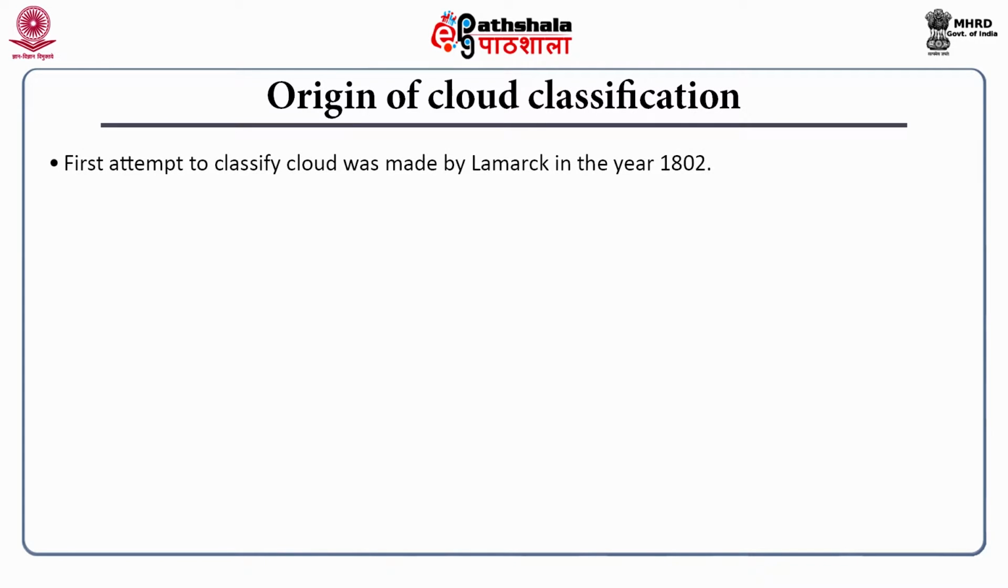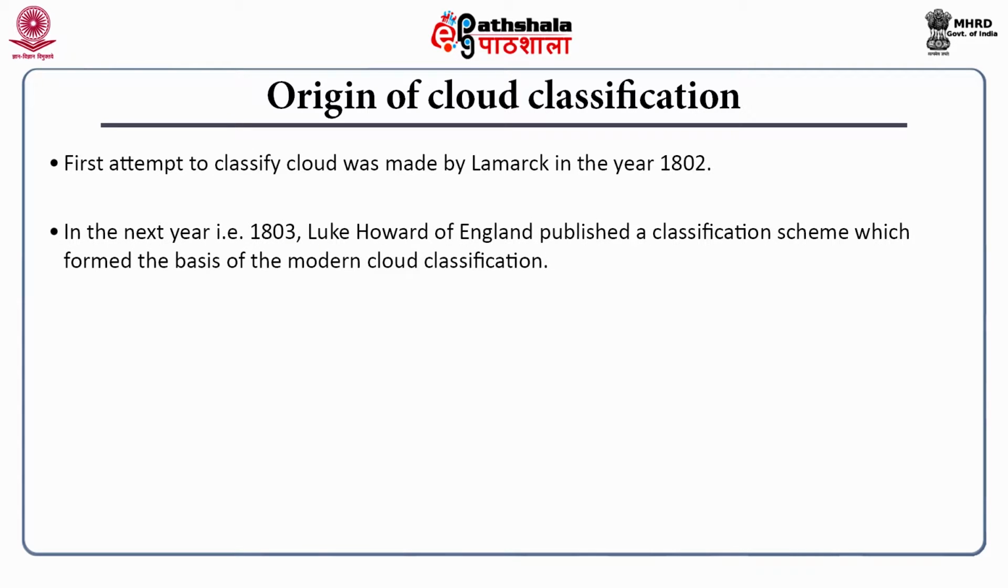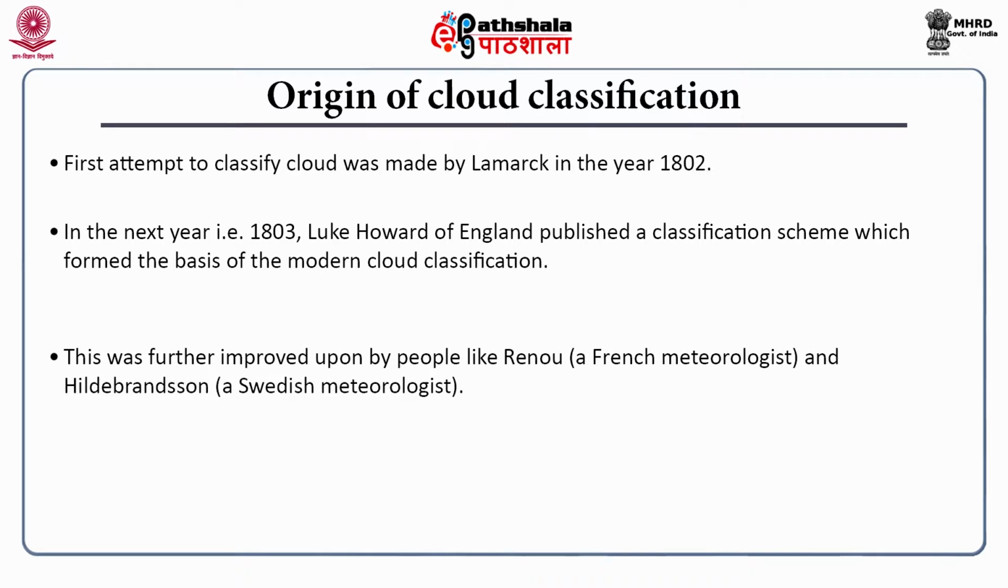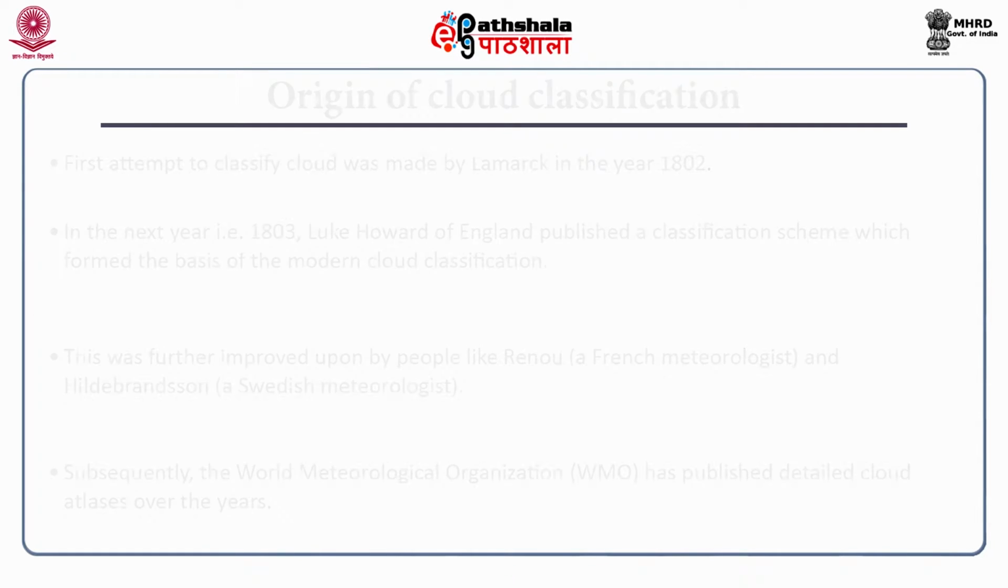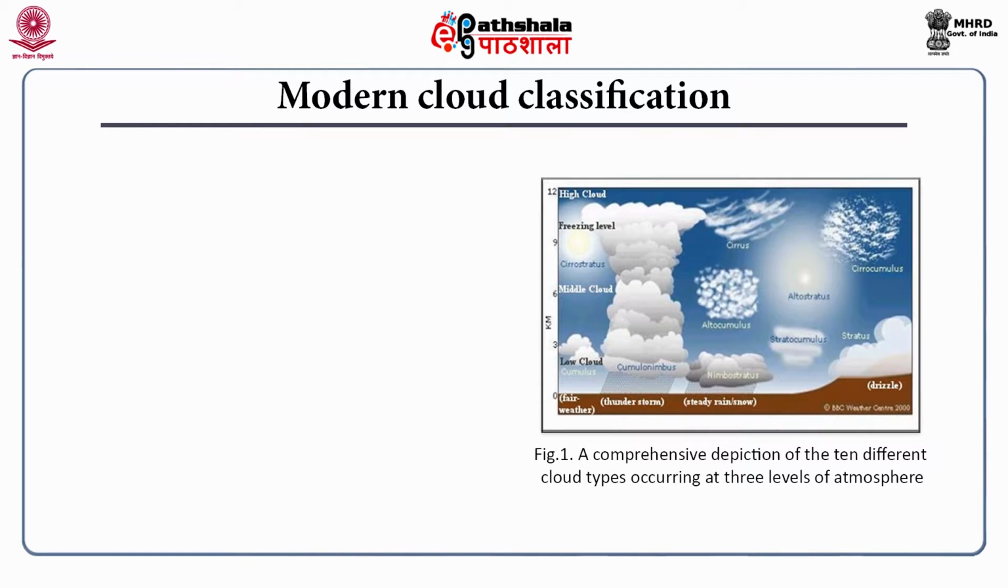The first attempt to classify clouds was made by Lamarck in the year 1802. In the next year, 1803, Luke Howard of England published a classification scheme which formed the basis of the modern cloud classification. This was further improved upon by people like Renou and Hildebrandsson. Subsequently, the World Meteorological Organization, the WMO, has published detailed cloud atlases over the years. We will see the modern cloud classification.